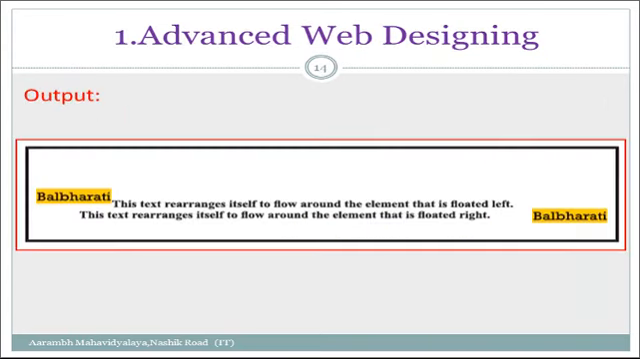Okay, now see its output here. This is float left and this is float right, and these two lines are after the float left and this is after the float right. Okay, got it? It's a simple one.